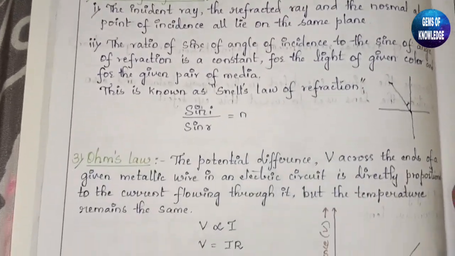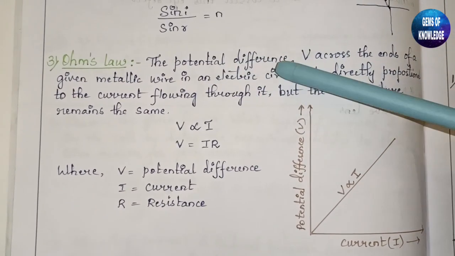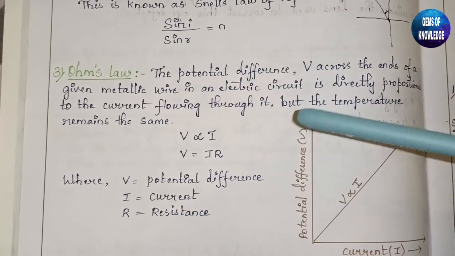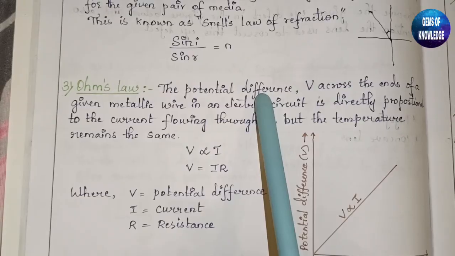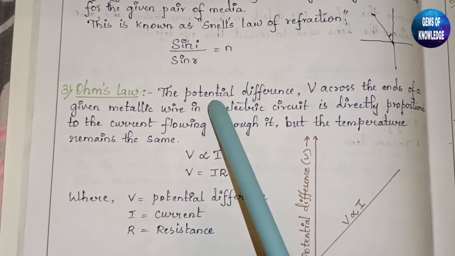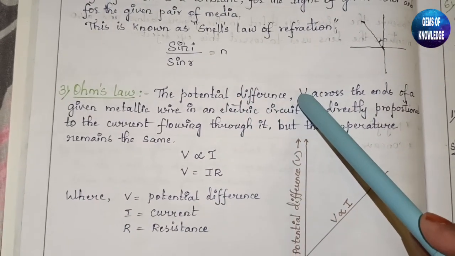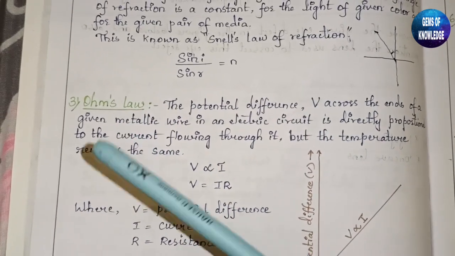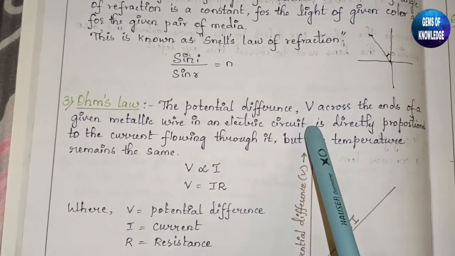Next, moving to the third law, that is Ohm's law. The potential difference V across the ends of a given metallic wire in an electric circuit. You need to know the potential difference here, the current here and the resistance here. The potential difference is denoted by the letter V across the ends of a metallic wire, whatever potential difference that particular wire has in an electric circuit.